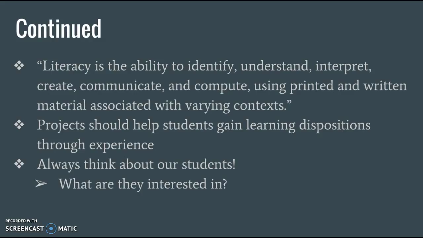And most importantly, when it comes to choosing the topic for the project, we must always think about our students. We have to know what they are passionate about or interested in. This will allow them to be more engaged and go deeper into the topic.